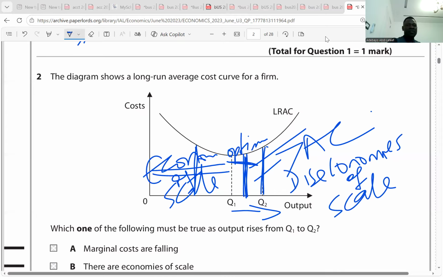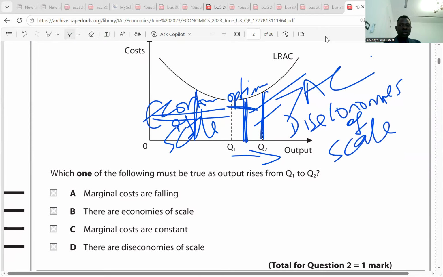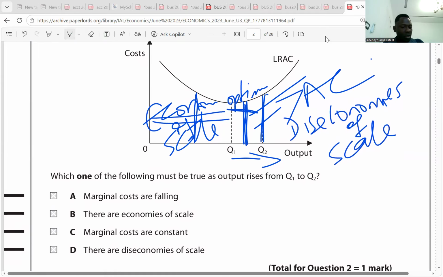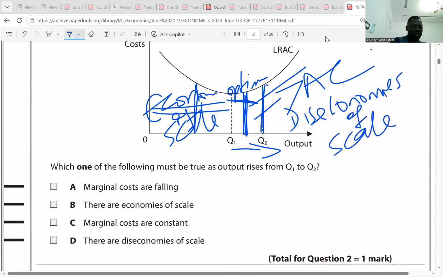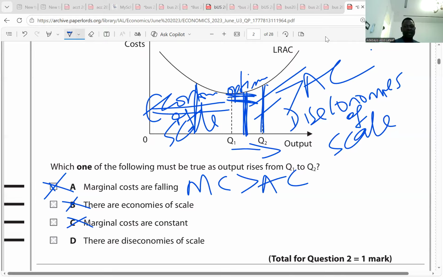So let's look at the options we have here. Which one of the following must be true as output rises from Q1 to Q2? A, the marginal cost is falling. No, the marginal cost would rather rise, because it means the MC is greater than the AC. So it's not falling. It's not A. B, there are economies of scale. Economies of scale occur before Q1. So it is not B. C, marginal costs are constant. It's not constant. It's constant at the optimum level. It's not C. And D, there are diseconomies of scale. Yes, that's the situation here. It's diseconomies of scale.